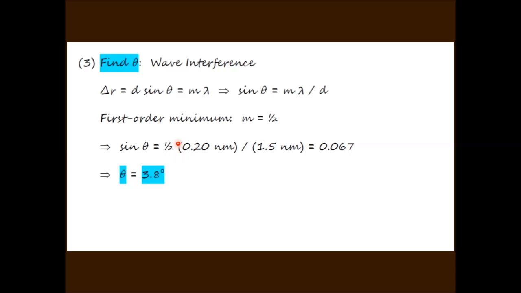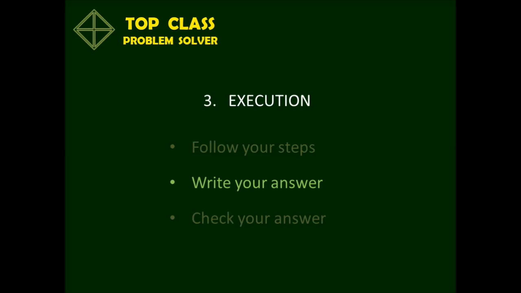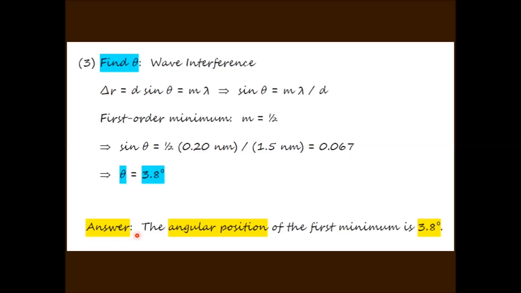So when we substitute this value of m, along with the value of lambda that we obtained from the previous part, and the value for d, which is given in the statement of the problem, we are able to calculate the angular position theta. The second step of the execution is simply to write down and highlight your final answer. We therefore write that the angular position of the first minimum is 3.8 degrees.